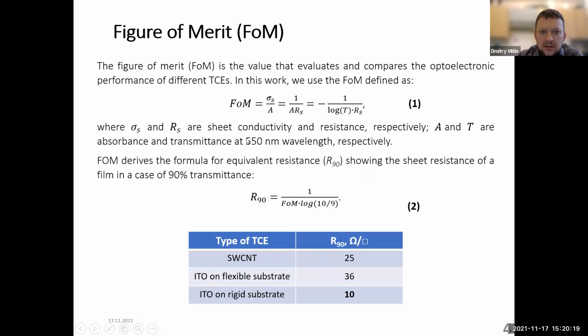The figure of merit derives the formula for equivalent resistance, showing the sheet resistance of the film in the case of 90% transmittance. And we can compare this R90 for different transparent electrodes. You can see that ITO on rigid substrate has 10 ohm per square, and carbon nanotubes only 25 ohm per square, and it is far from ITO. We try to resolve this problem.